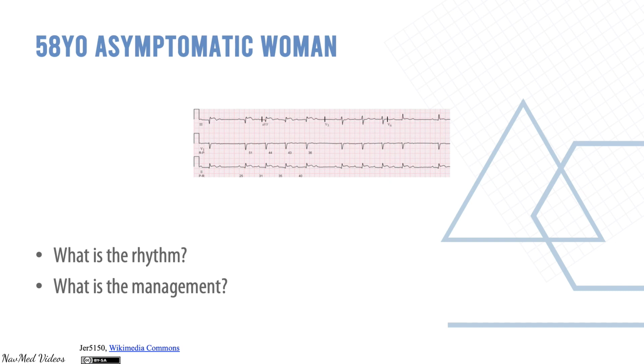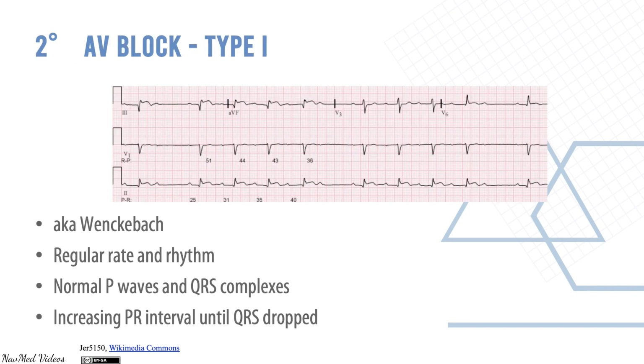Okay, now you have a 58-year-old asymptomatic woman. This is the ECG. What do you think is happening? What's the rhythm? What's the management? Okay, so this is second degree AV block type 1, also called Wenckebach's heart block. Regular rate and rhythm, normal P waves and QRS complexes, increasing PR interval until the QRS is dropped.